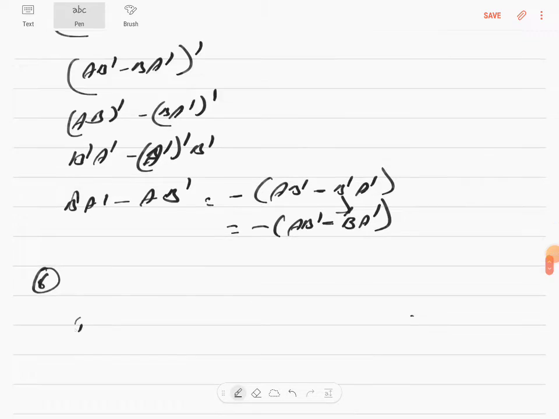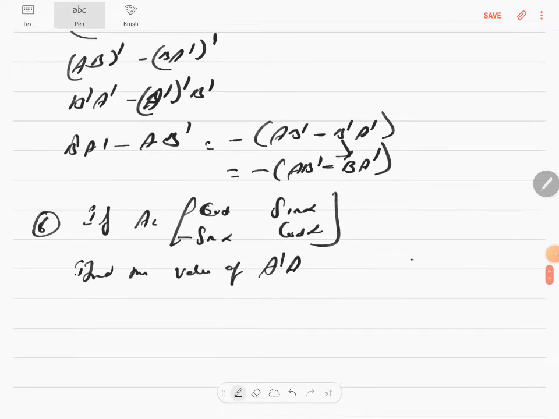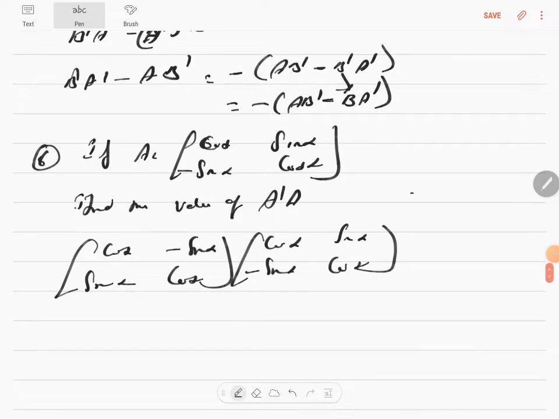If A is equal to [cos alpha, sin alpha; minus sin alpha, cos alpha], find the value of A dash into A. What is A dash? It is the transpose, [cos alpha, minus sin alpha; sin alpha, cos alpha], into A, which is [cos alpha, sin alpha; minus sin alpha, cos alpha], so A transpose into A.